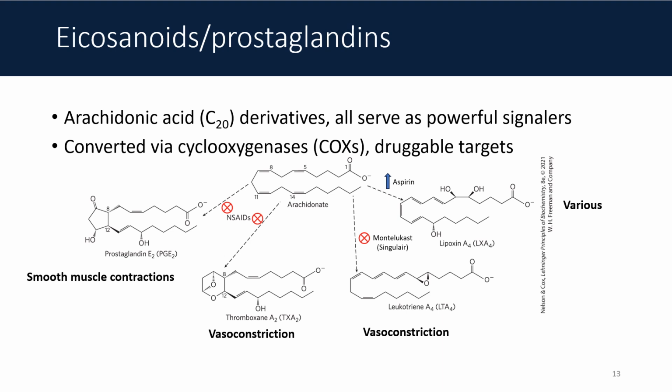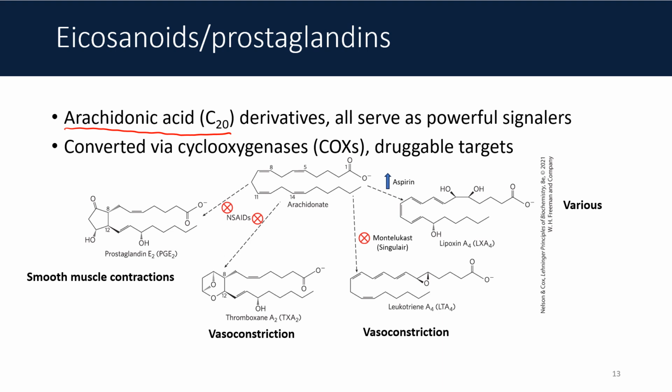Next up are the eicosanoids, and I want you to recall arachidonic acid from a few slides back. It's a C20 fatty acid and also the precursor to four diverse groups of lipid signalers that all contain 20 carbons in them as well, hence why they're called the eicosanoids. Eicosa is, I believe, Greek or Latin for 20.